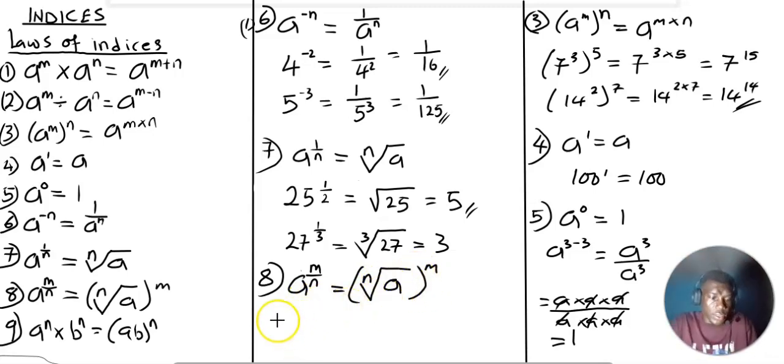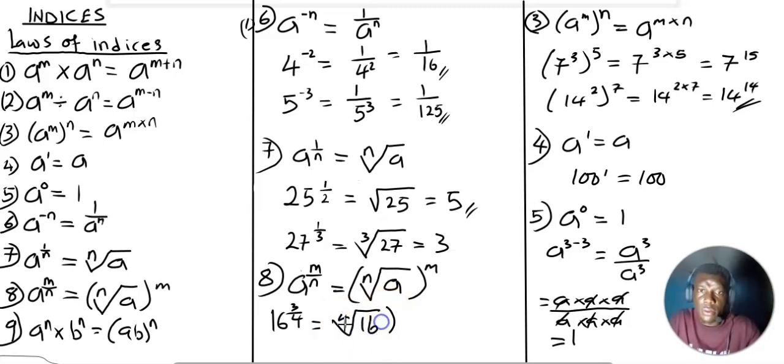Let's have an example under this. We have 16 raised to power 3 over 4. Now this is equal to the 4th root of 16, the 4th root of 16 raised to power 3. Now, what's the 4th root of 16? So the 4th root of 16 is 2.